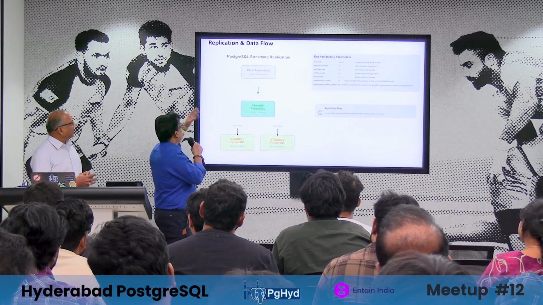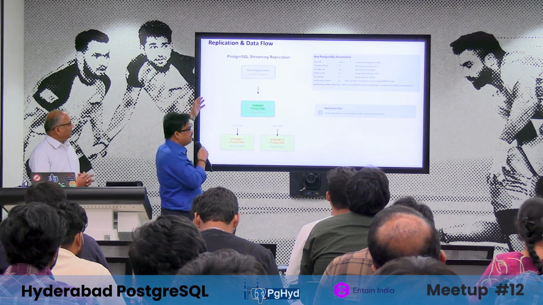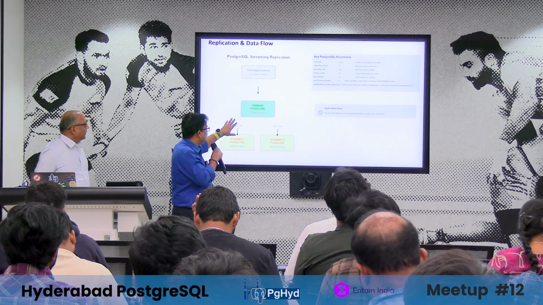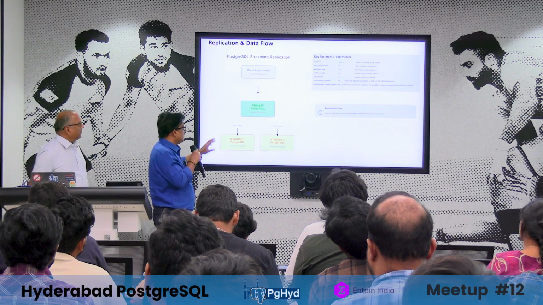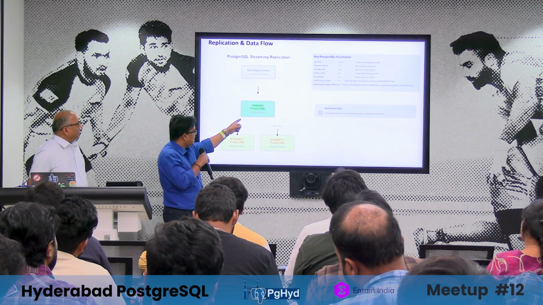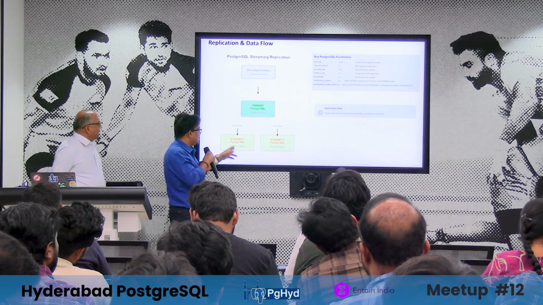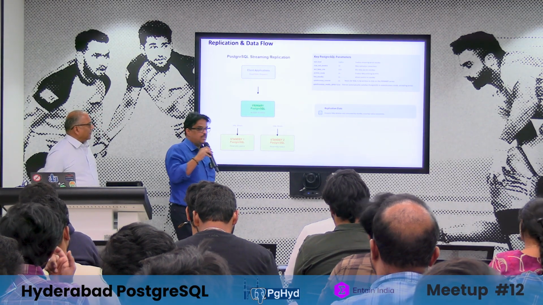So this is how the replication data flows. Whenever there is a request from client applications, it goes to your primary. The primary accepts all your reads and writes, and once the change is updated here, it will be transferred to all the standbys using WAL stream.